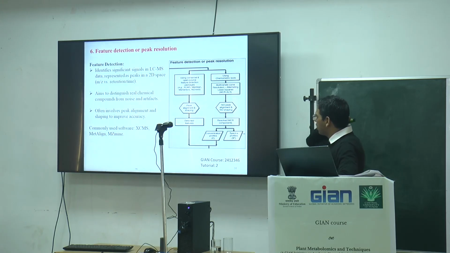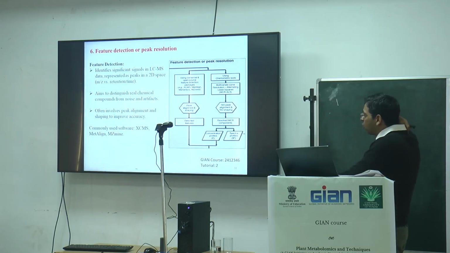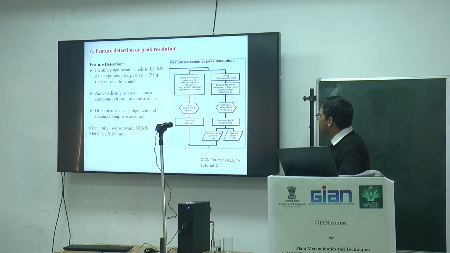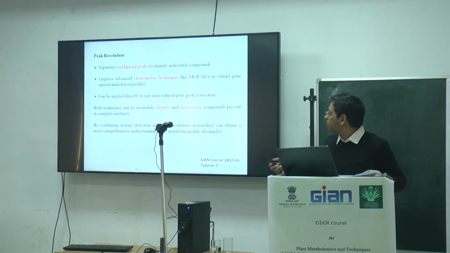You can use chemometrics also, and you can go ahead with open source feature detection packages. These packages perform peak alignment and shaping, and then detect the features, and those features you can use for the purpose. But sometimes we go ahead with multivariate analysis and MCR-ALS, with no peak alignment and no shaping here, but we resolve the MCR components, and we go ahead with concentration profiling as well as spectral profiling here.